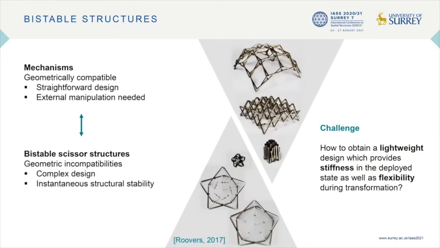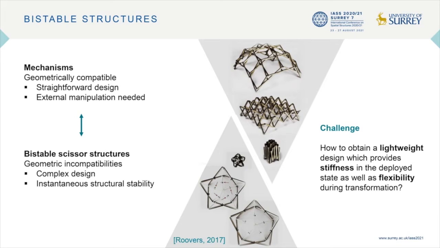Because of a design that is more straightforward, stress-free scissor structures have been used preferentially in the past, but these mechanisms have the disadvantage that they need external manipulation to bear loads in the service state. Another approach consists of introducing geometric incompatibilities during transformation, leading to the bending of some specific elements. These structures are called bistable, and they exhibit a snap-through phenomenon to instantaneously achieve structural stability in their deployed state.